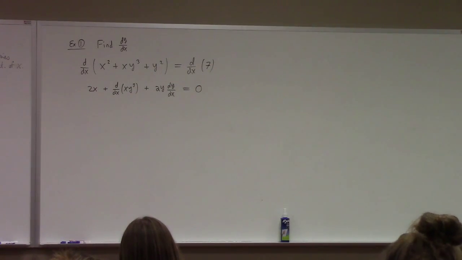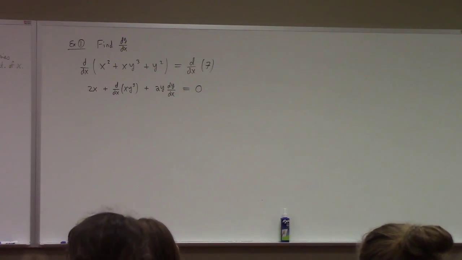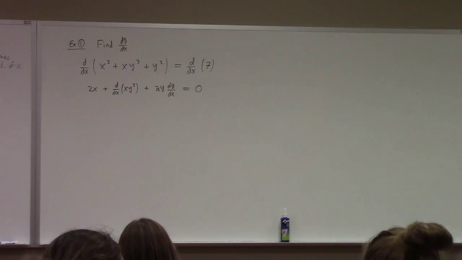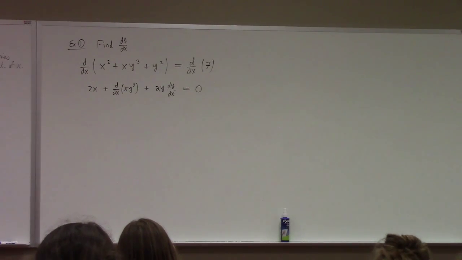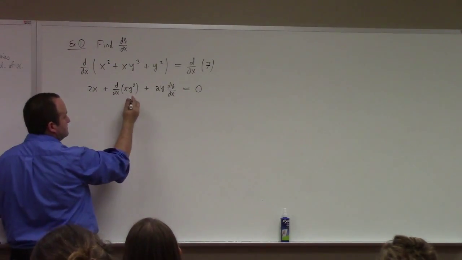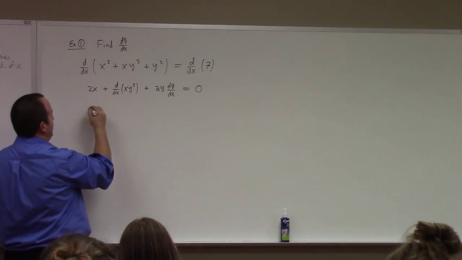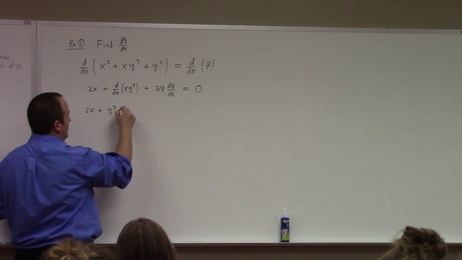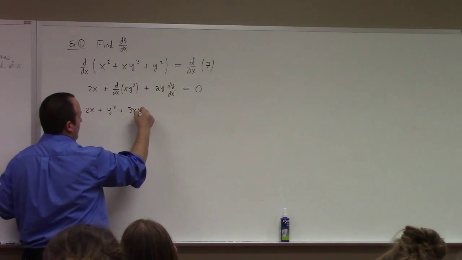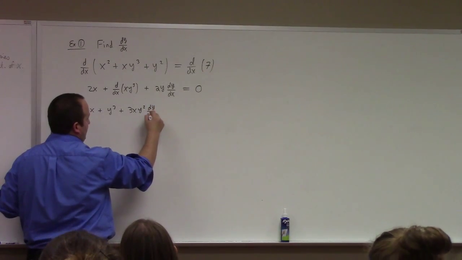I'm differentiating with respect to x. It's a function of y, so the chain rule applies, right? Well, what is dy dx? The thing we're trying to find. All right? So we're trying to find dy dx, like I said at the top. So then what? What's this? It's a product. I have to use the product rule, right? So that's 2x plus the derivative of x is just 1, so that's y cubed, plus 3x y squared, and then I've got dy dx by the chain rule.